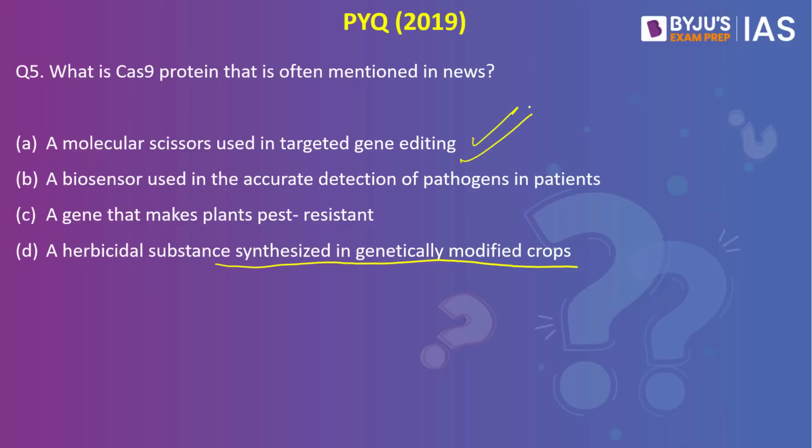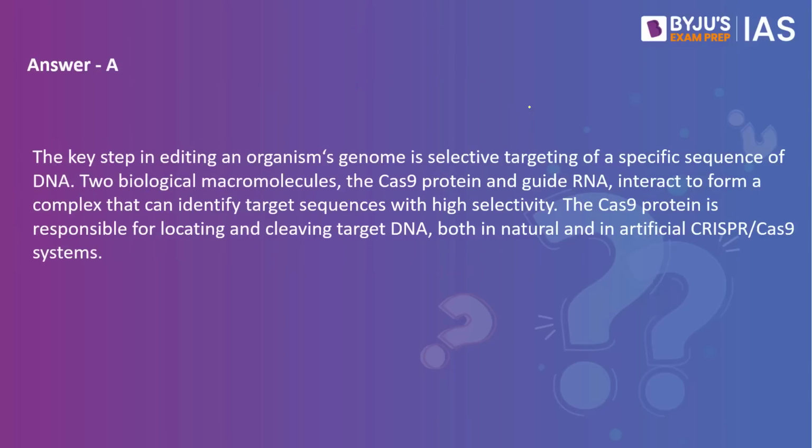This is a very famous discovery in the field of biotechnology. This is actually a molecular scissor that is used in targeted gene editing. So if you have to take out a certain specific part of the gene, Cas9 protein can actually take out that part only and replace it with the perfect part so that any anomaly in the gene can be taken care of. That is why the answer here is A.